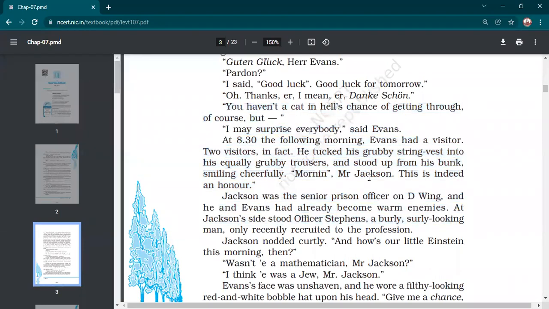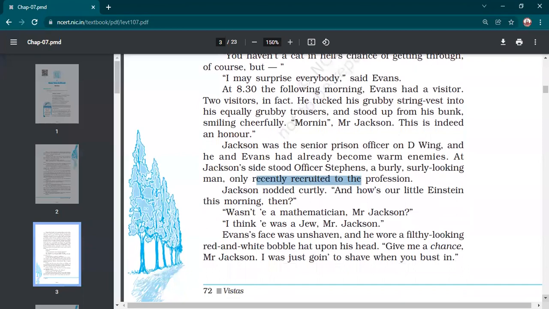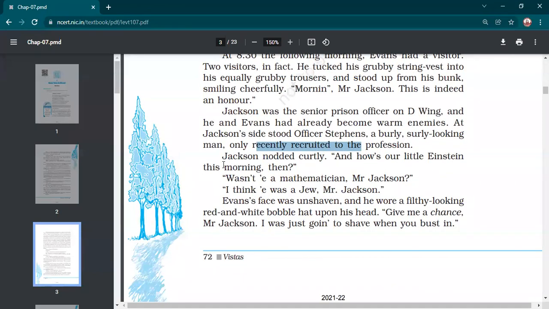Underline these characters now, beta. These two characters, Jackson. This is the character sketch of Jackson, how he appears. He tucked his grubby string vest into his equally grubby trousers and is cheerfully looking at him. So Jackson is an old officer already working there. Then Stephens is a burly, surly-looking man, which means he looks very strong and sturdy. He is a newly recruited officer. Stephens has only just got the job there. Jackson is the old one and Stephens is the newly recruited officer. Both of them have got the job of looking over Evans. So this is their duty.